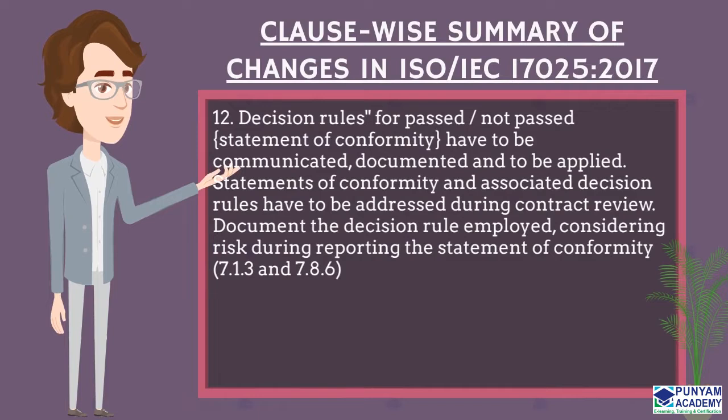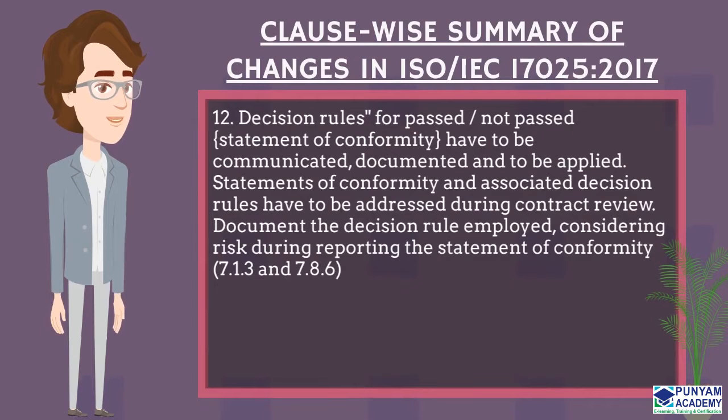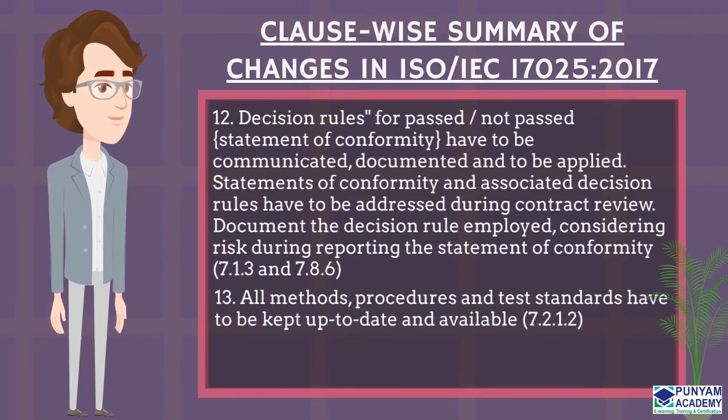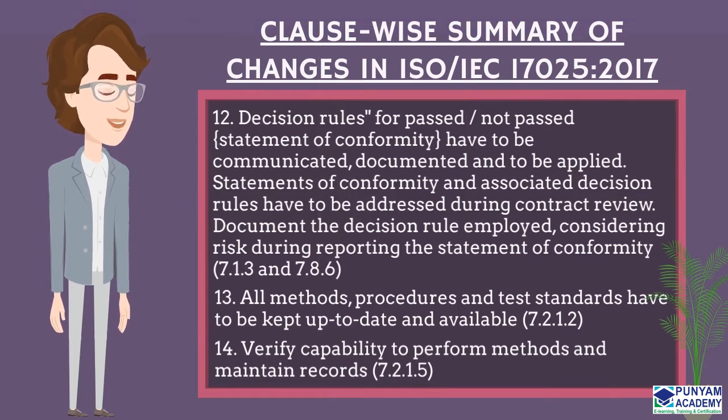12. Decision rules for pass/not pass statement of conformity have to be communicated, documented and to be applied. Statements of conformity and associated decision rules have to be addressed during contract review. Document the decision rule employed, considering risk, when reporting the statement of conformity in Clause 7.1.3 and 7.8.6. 13. All methods, procedures and test standards have to be kept up to date and available in Clause 7.2.1.2. 14. Verify capability to perform methods and maintain records in Clause 7.2.1.5.